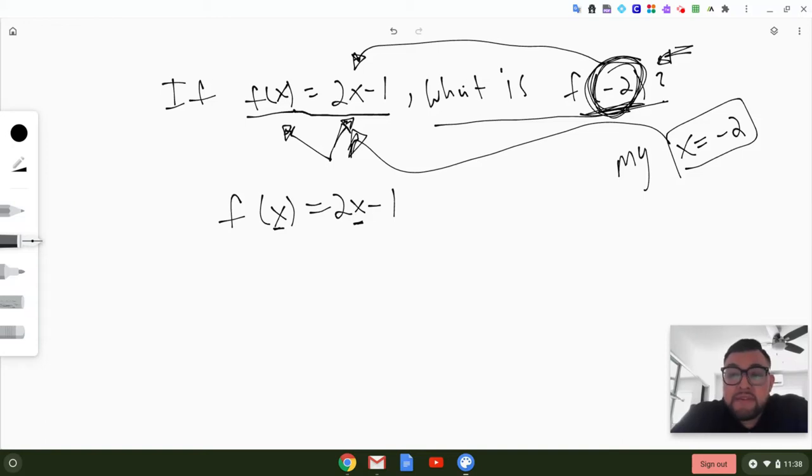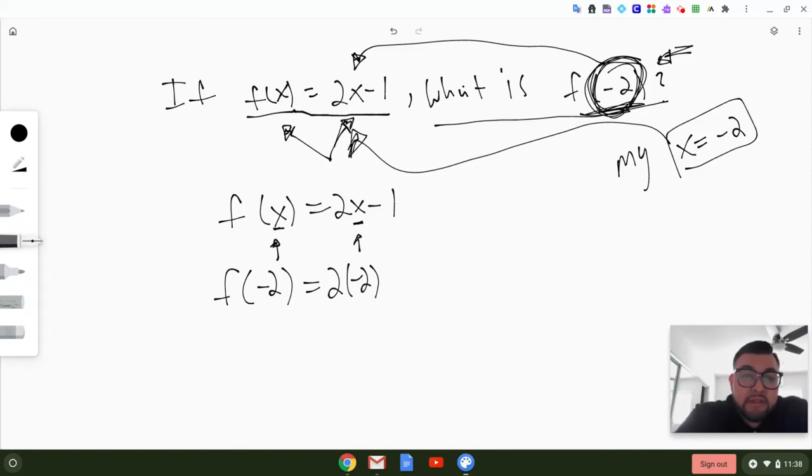And f of -2 just means that whenever I plug in -2, what is the value that's going to come out? So I'm going to replace those x's with -2. I replace that x with -2, and I replace this x with -2. So we have f of -2 equals 2 times -2 minus 1. And all we've done so far is substitute this x right here and this x right here.